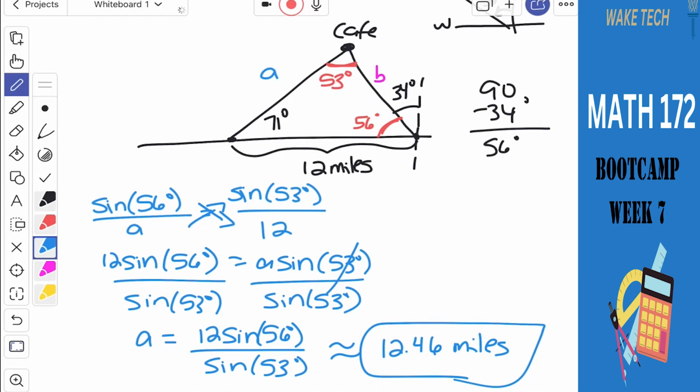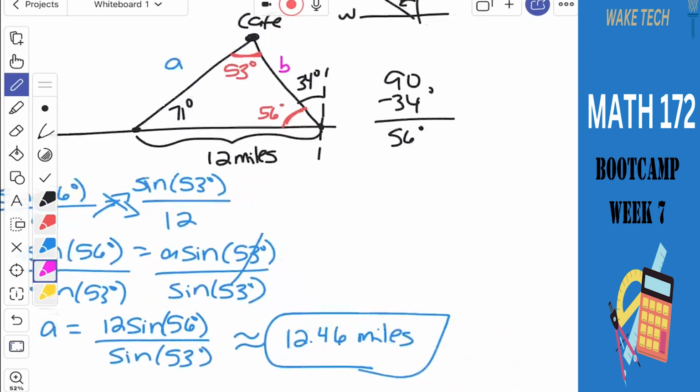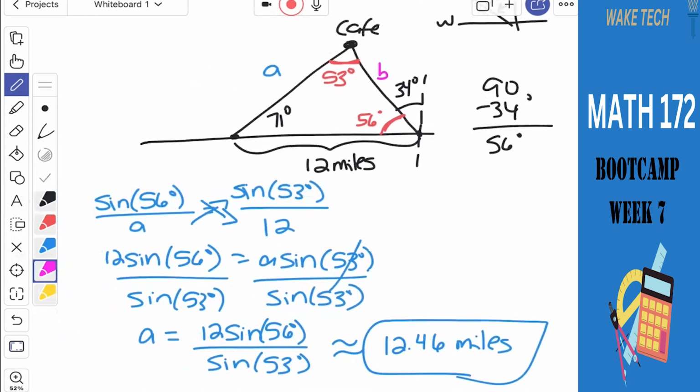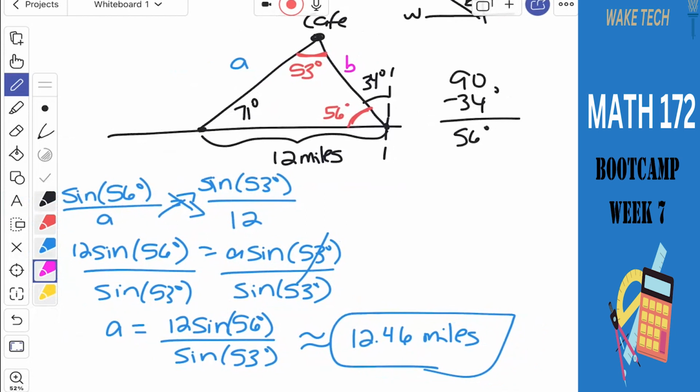Questions about anything we did to get side A there? If not, I'll give you a minute or two to figure out side B to see how far the cafe is from the other exit. I'll leave this here in case you want to look at it, but in a second I'll scoot it over to do the work for side B.